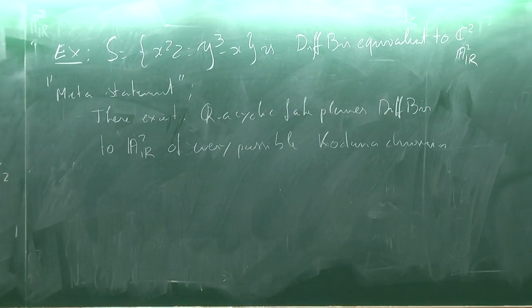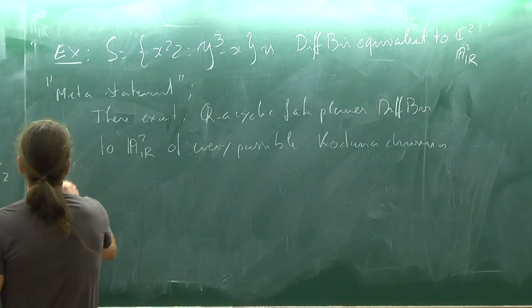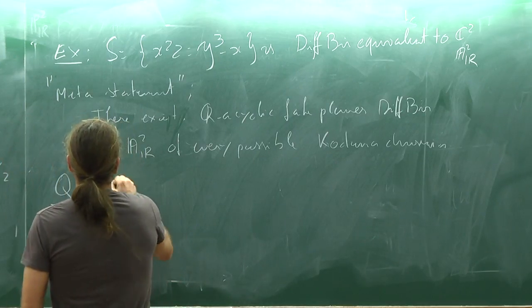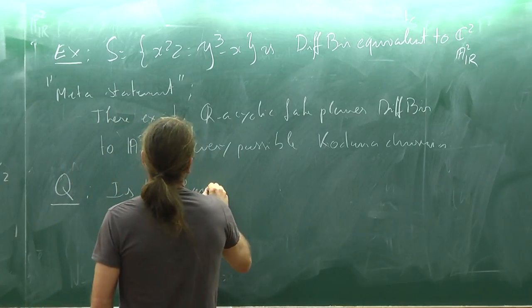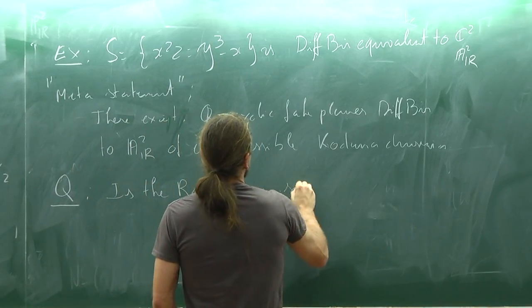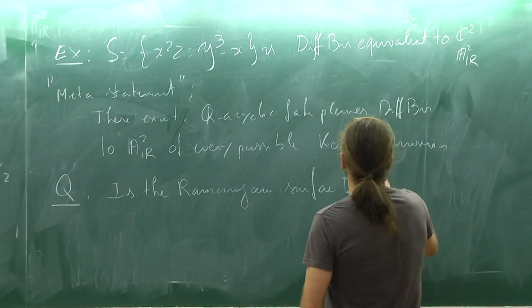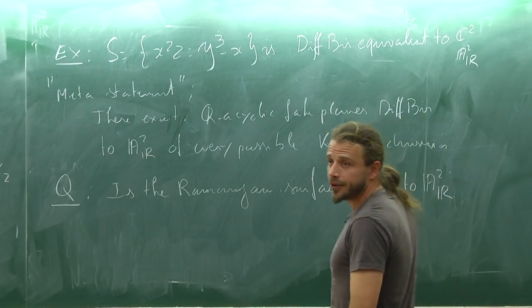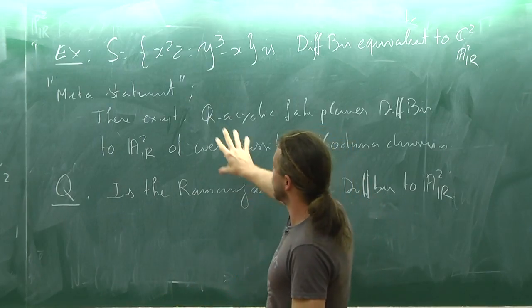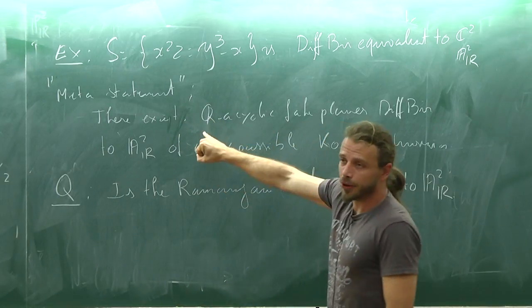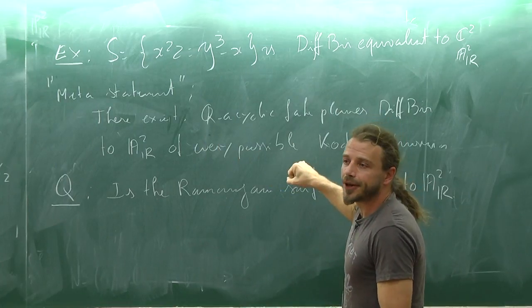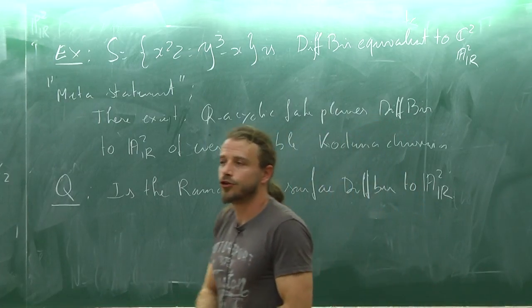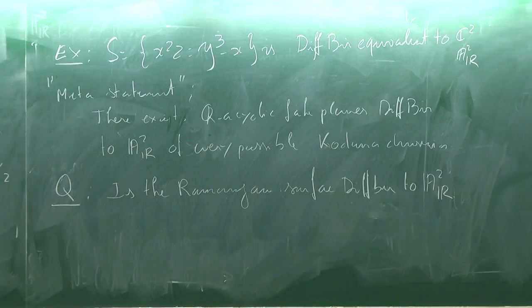But there is no, for the moment, there is no theorem like every Q-acyclic fake plane is birationally diffeomorphic to A2. And for instance, the question is whether the Ramanujan surface is birationally diffeomorphic to A2. And we don't have much idea of how to proceed because this is just saying that neither the topology nor the logarithmic Kodaira dimension are effective invariants to distinguish birational diffeomorphism classes.